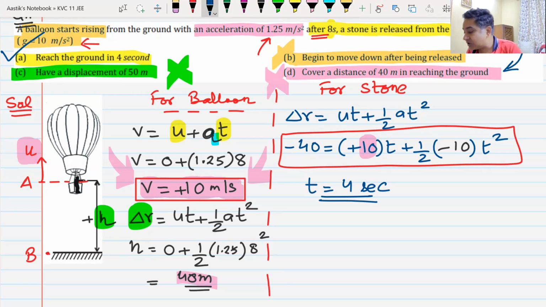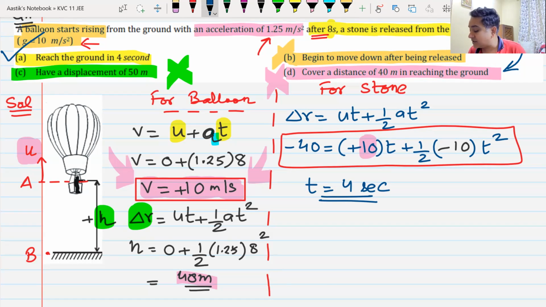What is the distance traveled by the stone? One of the students said the distance traveled is 40 meters. If it is not 40 meters, then what is? 40 meters is the magnitude of displacement. Initial position is here, final position is downward. The magnitude is 40 meters, but that is not the distance traveled.